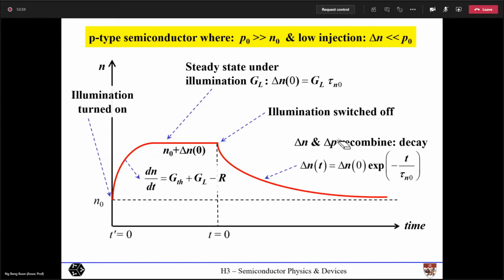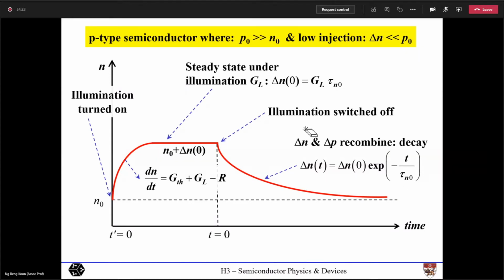Now, of course, the next one is the one that we just discussed, which is after steady state, if you switch off the light, then analyzing the rate equation, we get this exponentially decaying function, which will eventually go back to 0, back to the thermal equilibrium concentration in the semiconductor.